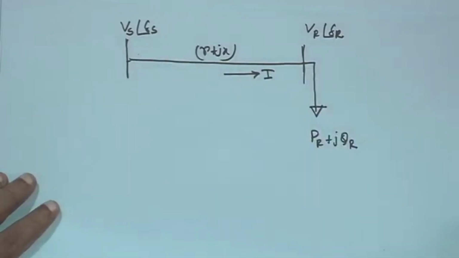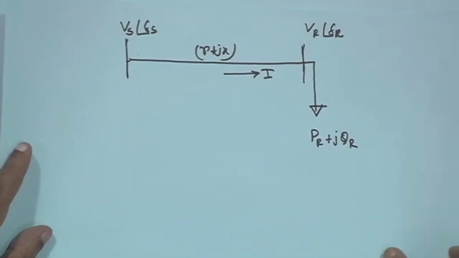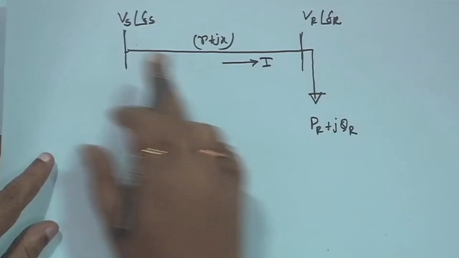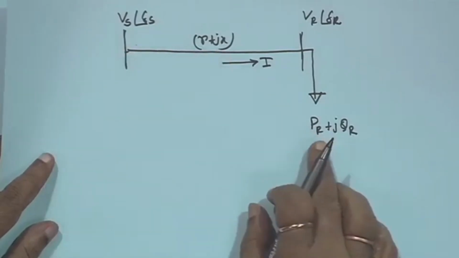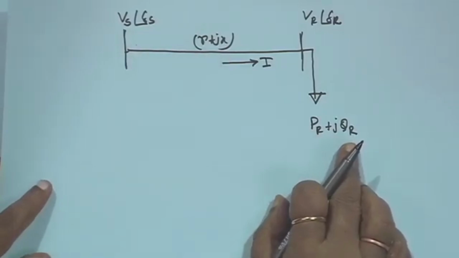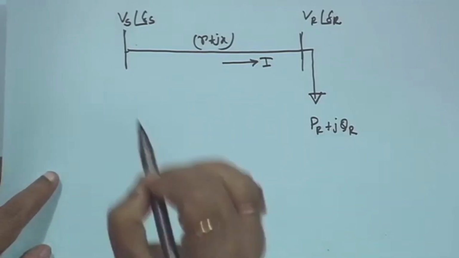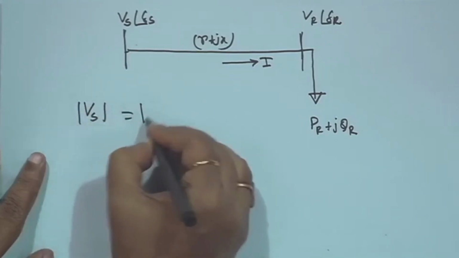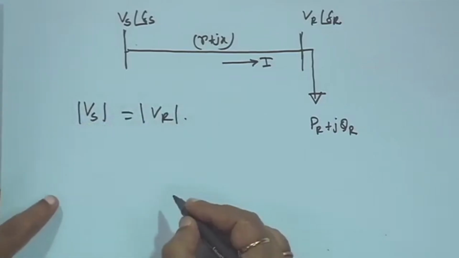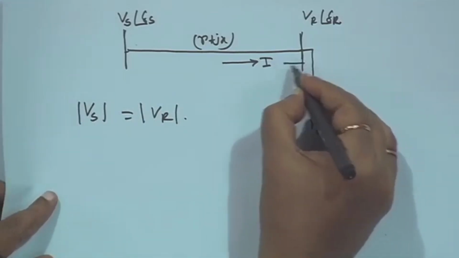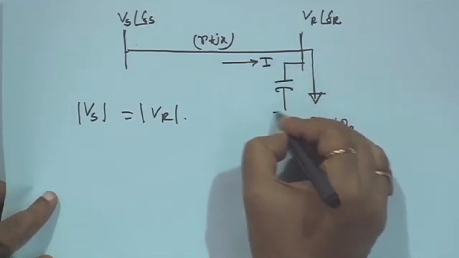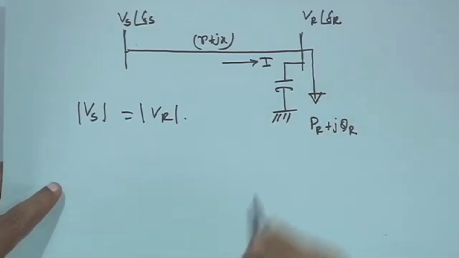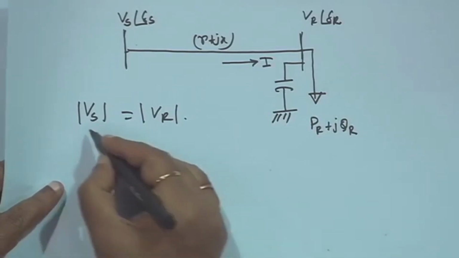This is given, right, and this expression is given. Now, the question is that I have to find out the receiving end voltage in terms of sending end voltage, R value, X value, P r and Q r. And another objective is, if I want to maintain the sending end voltage magnitude equal to the receiving end voltage magnitude, then how much capacitive compensation I need here, right. This is the second case.